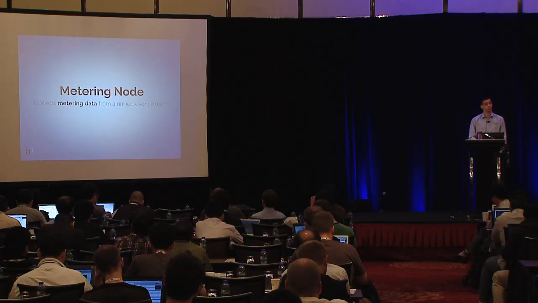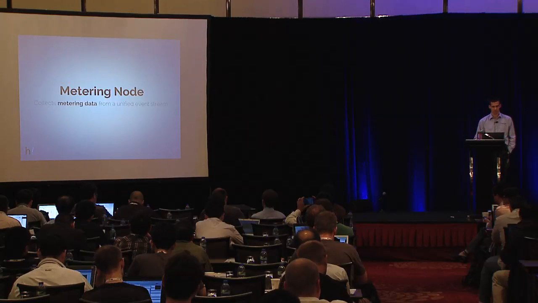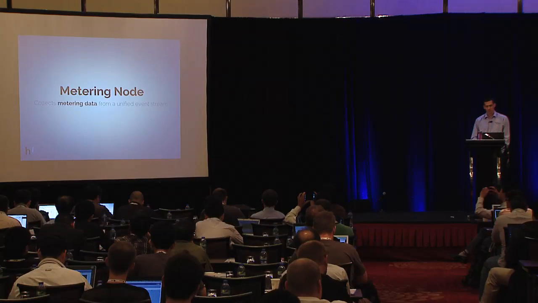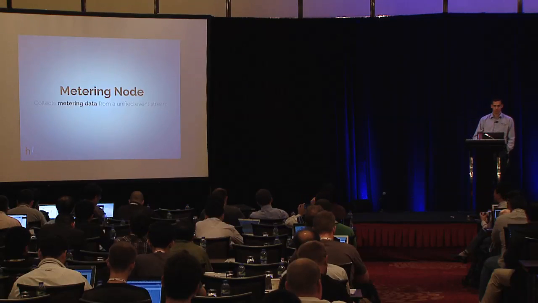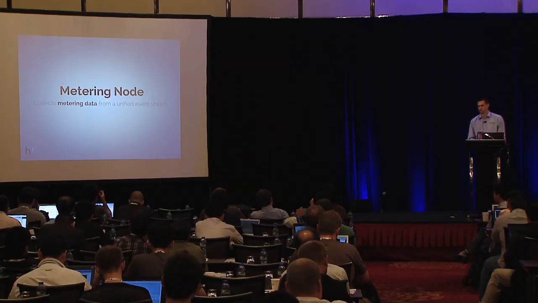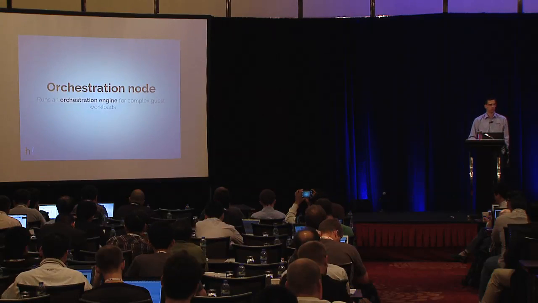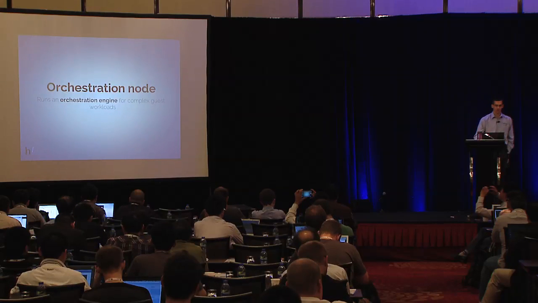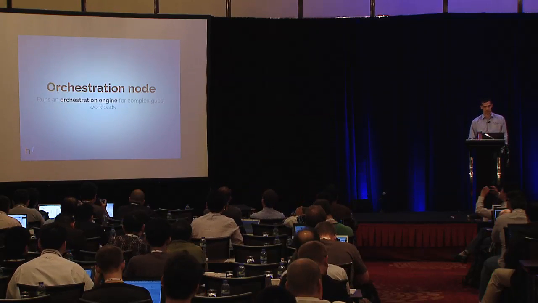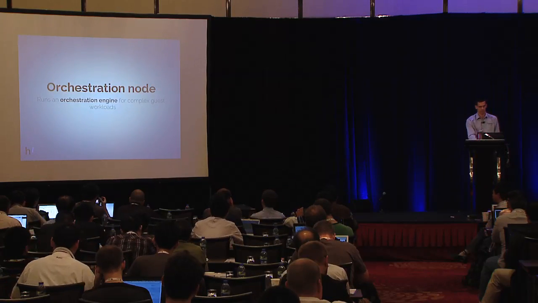And then we have two new ones, which is due to the fact that the Ceilometer and Heat projects just saw their first release drop. We have a metering node type, or metering node role, which collects metering data from a unified event stream. That is what Ceilometer does for us. And then we have the orchestration nodes, which run the orchestration engine, the Heat engine, for complex guest workloads.